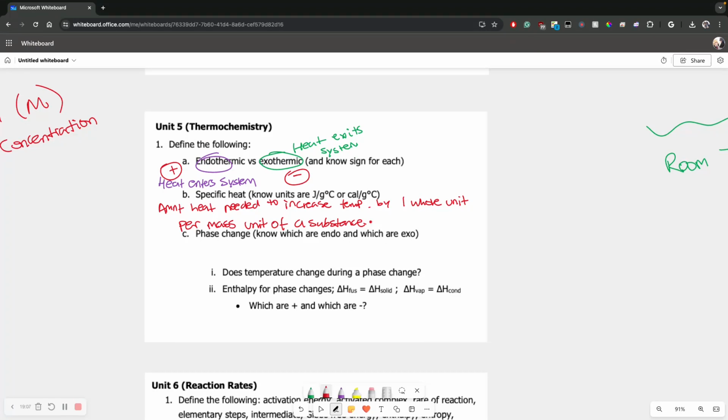Next up, phase change, endothermic versus exothermic. It can be summarized into quick diagrams here. If you go from solid to liquid to gas, this is going to be endothermic. Right, you're increasing heat in order to make it into a gas. If you go backwards, gas to liquid to solid, this is going to be exothermic.